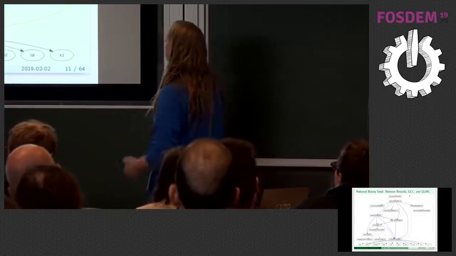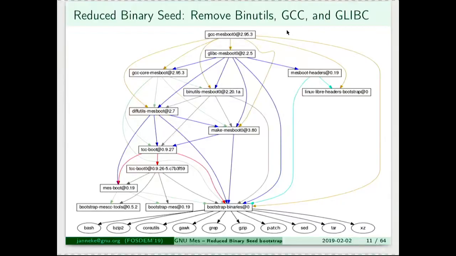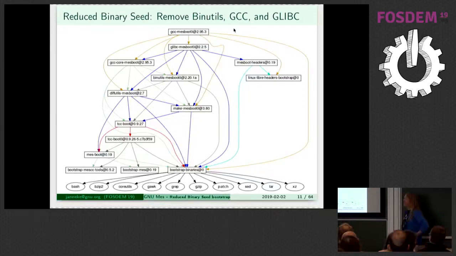Okay, so what does it mean to reduce the binary seed of the bootstrap? Well, one of the biggest things in the bootstrap is GCC and the tools it needs. So we simply replace GCC. This is the current reduced bootstrap draft. We will use the upcoming version of Guix. And I won't go into details here, but here is the first version of GCC, version 2.95.3, which is actually built from source by this chain. And Mes is one of the first binaries that we use.